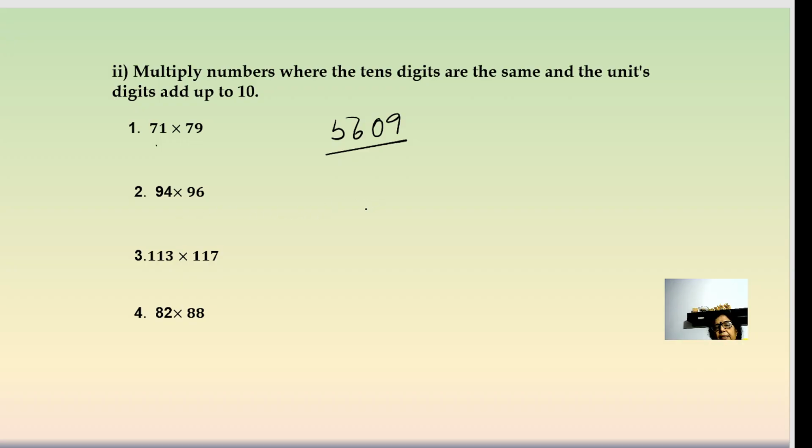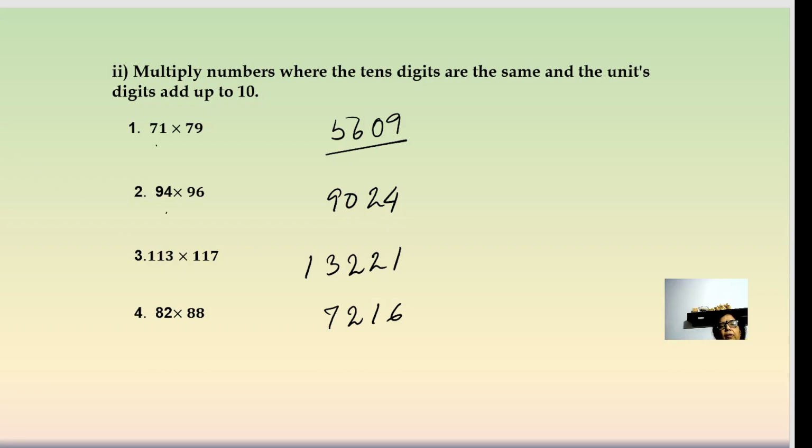94 into 96. So 6 into 4 is 24. And the next number after 9 is 10. So 9 into 10 is 90. 113 into 117. So this will give us 21. 11 into 12 is 132. Then 82 into 88. 8 into 2 is 16. And 9 into 8 is 72.